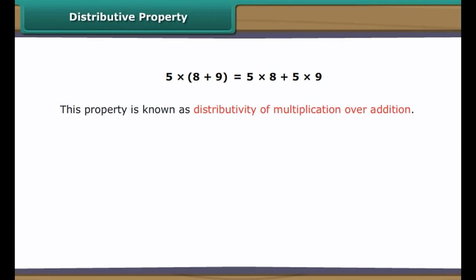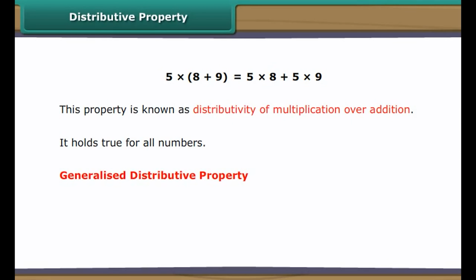Distributive property. Look at this expression. 5 into bracket starts 8 plus 9 bracket closes. It can also be written as 5 into 8 plus 5 into 9. This property is known as distributivity of multiplication over addition. It holds true for all numbers. We can therefore generalize it with variables as bracket starts a plus b bracket closes into c is equal to a into c plus b into c.